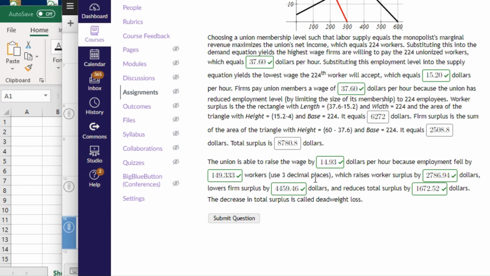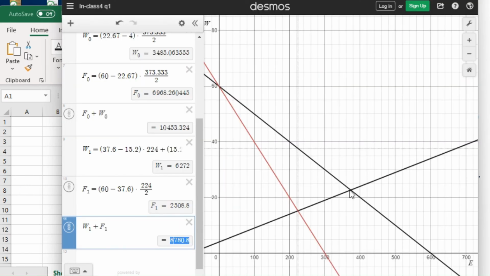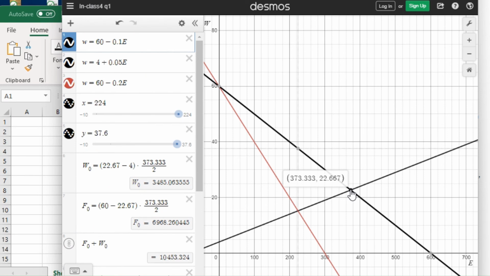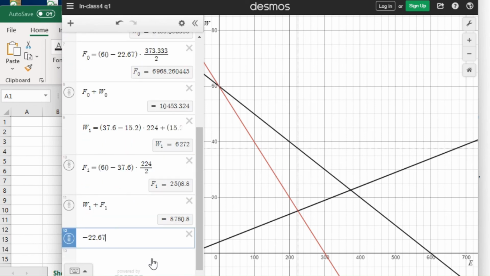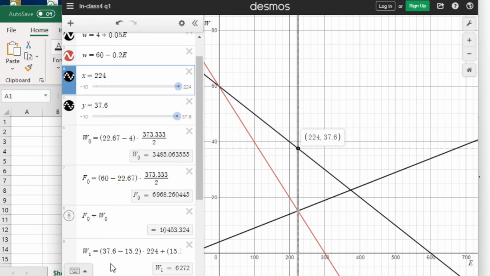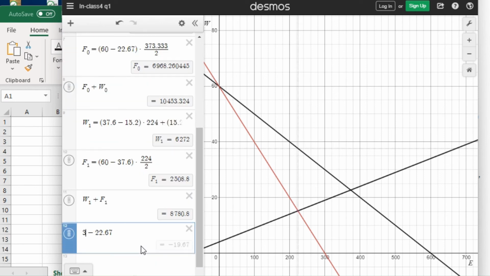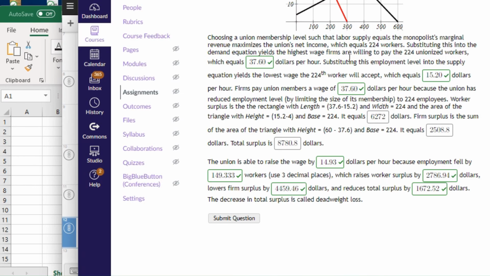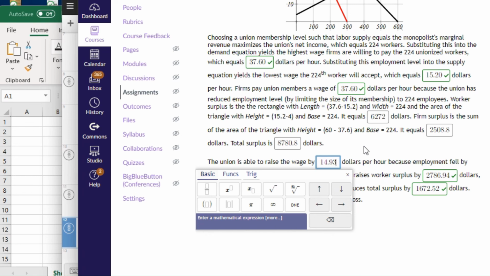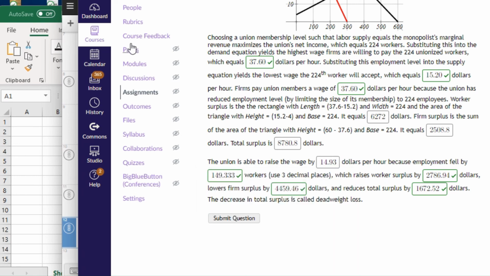Okay, the last thing we have to do is figure out how much the union was able to raise the wage, right? So the initial wage was $22.67, right? So we'll go down here. And the union wage is $37.60, right? So the union was able to increase the wage by $14.93, right?